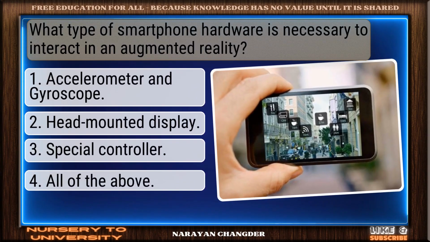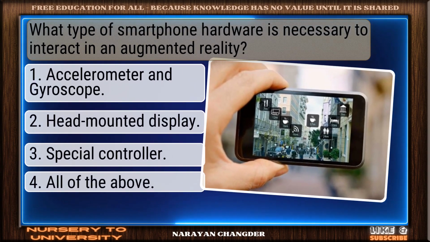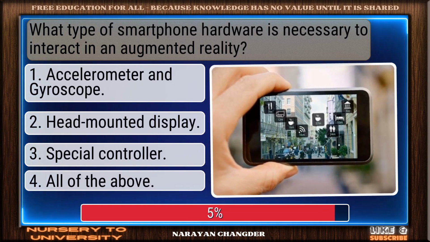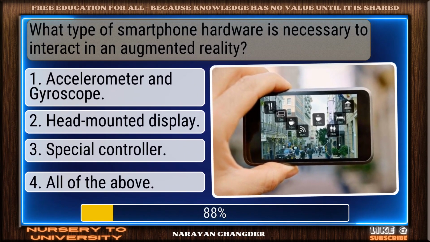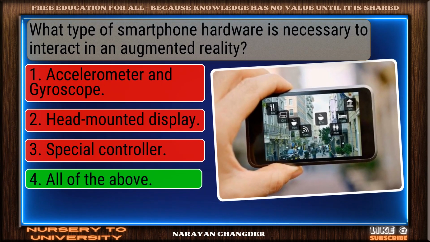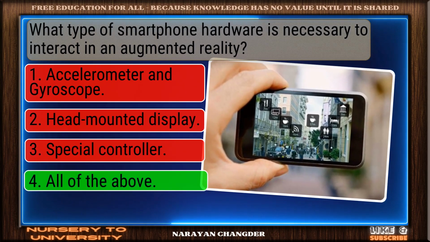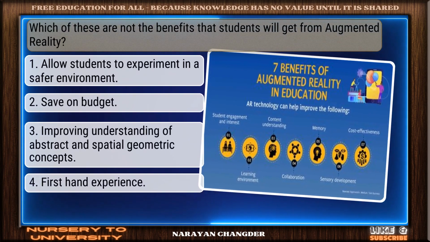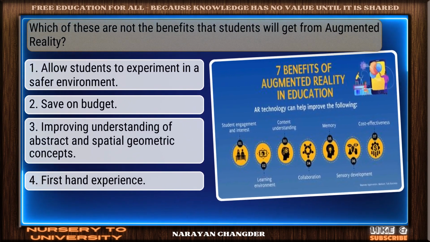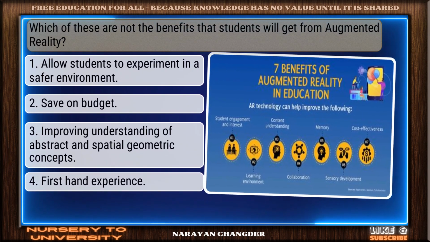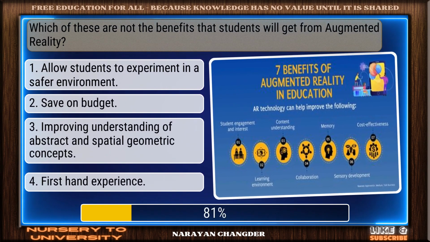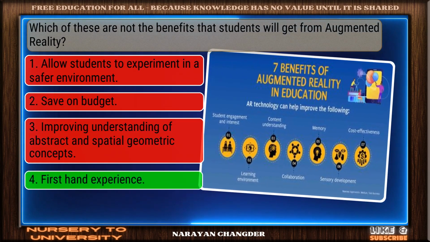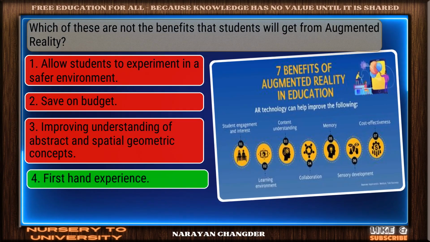Question number 15. What type of smartphone hardware is necessary to interact in an augmented reality? Smart pick. All of the above is the correct choice. Question number 16. Which of these are not the benefits that students will get from augmented reality? Clear logic. Your choice first-hand experience is sound and 100% true.